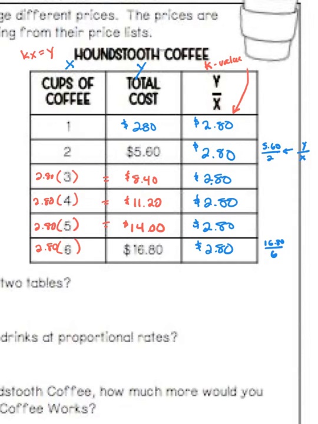Now again, because these are consecutive numbers, 1, 2, 3, 4, 5, 6, and consecutive means in a row, in order, I could also have used a pattern by adding $2.80 each time we went down the column, because we're basically adding 1 more cup of coffee, and each cup of coffee costs $2.80. We would not be able to use this addition method if this was going up by 3s or not in a pattern. So now let's look at the questions that they ask us.